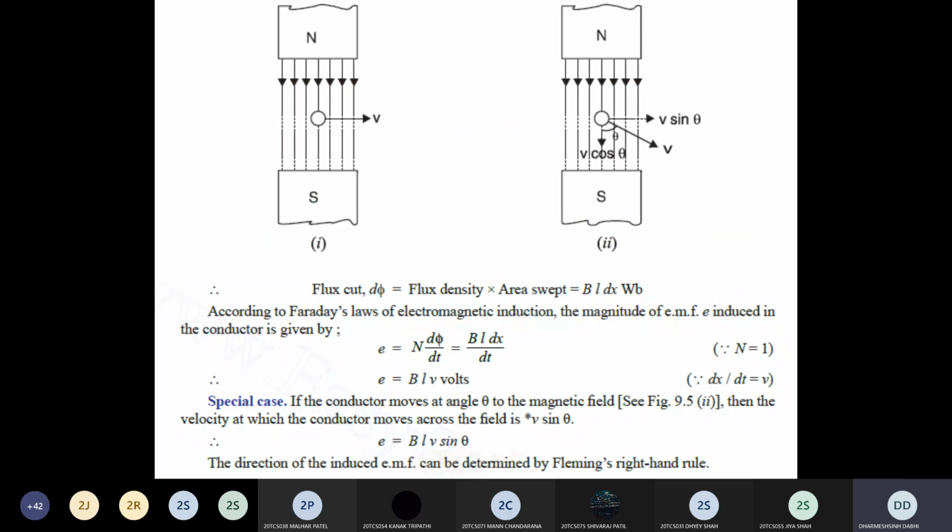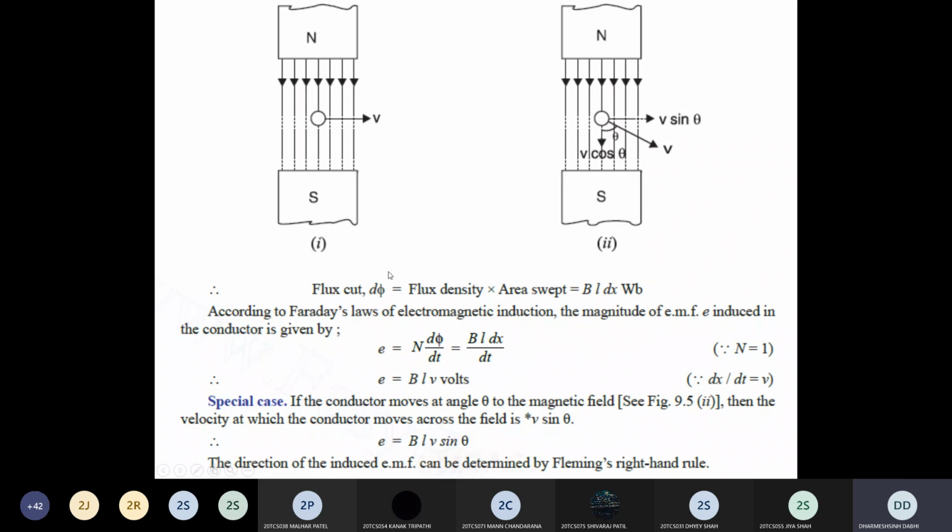Now you can see this concept in this figure. You can see the N and S poles of a permanent magnet, and the flux lines are passing from N to S. Perpendicular to these flux lines, at right angle to them, this conductor is moving in this direction with a velocity of v.